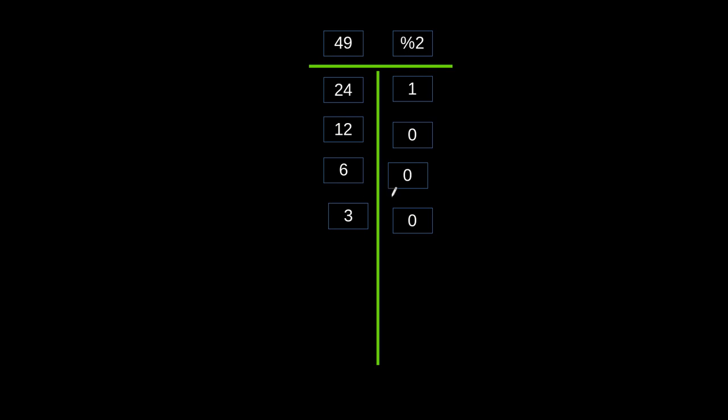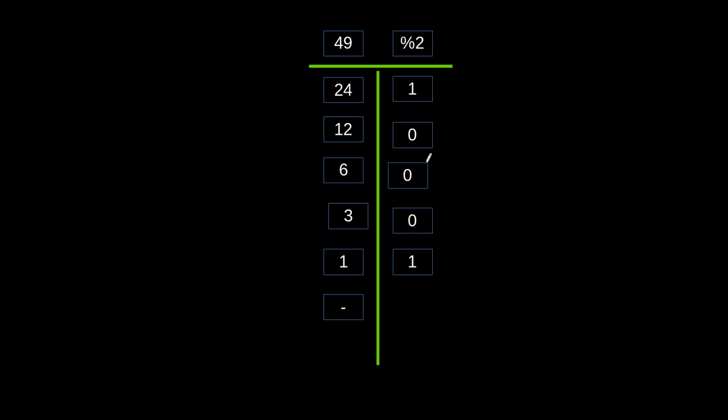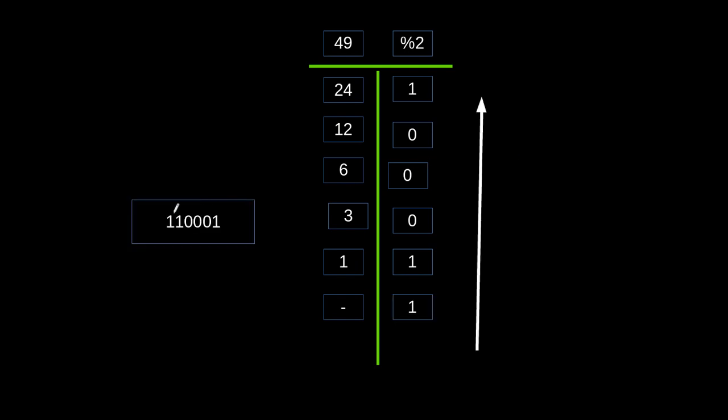And there's no remainder, 0. Now I'll say 3 divided by 2 is 1, and the remainder is 1. Here, 1. And I think that finished. 1, 1. If we look at it, this is my final answer: 1, 1, 0, 0, 0, 1. It's important to read it bottom up.